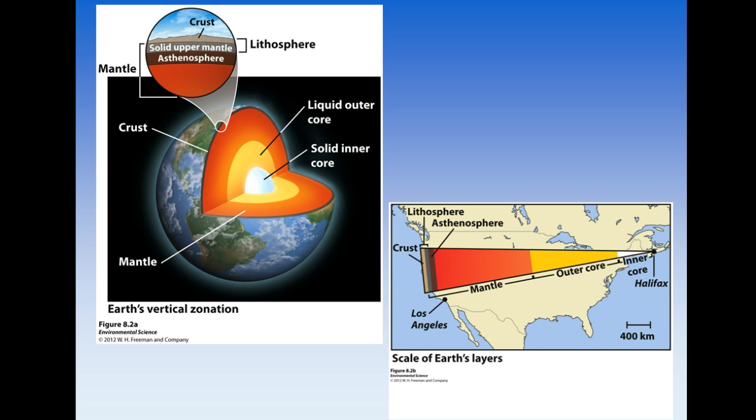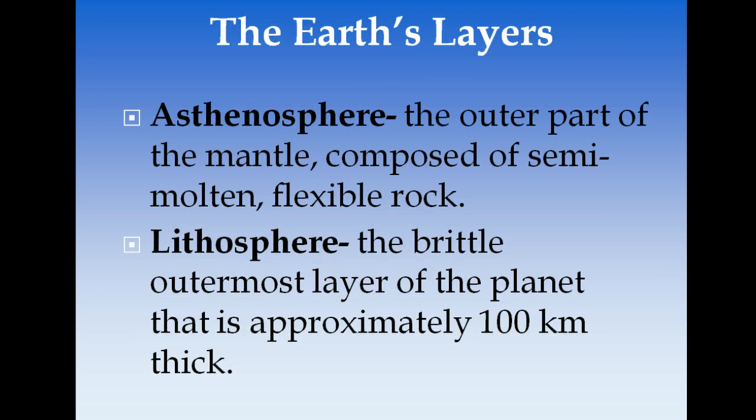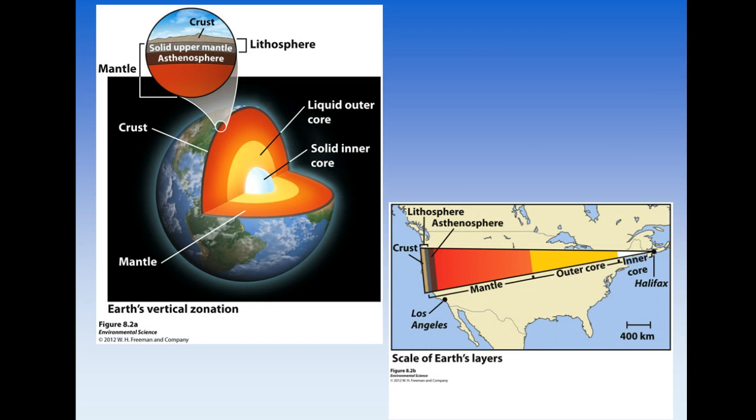Here is the diagram of the layers of the Earth. You do need to know these layers and in order. The asthenosphere is the outer part of the mantle, composed of that flexible rock. So there's the asthenosphere at the top here, the upper part of the mantle. The crust and the solid piece of the upper mantle make up the lithosphere, lithos meaning rock.